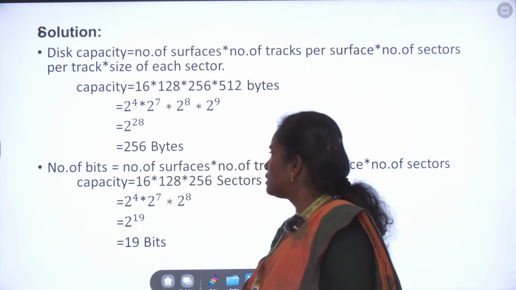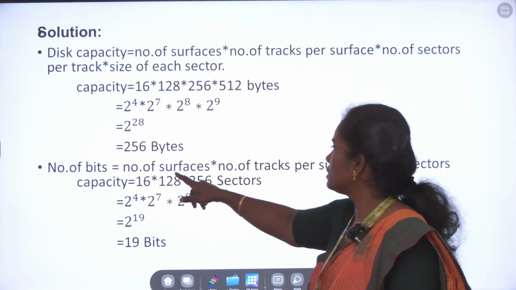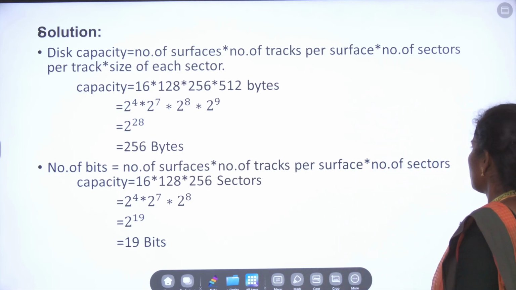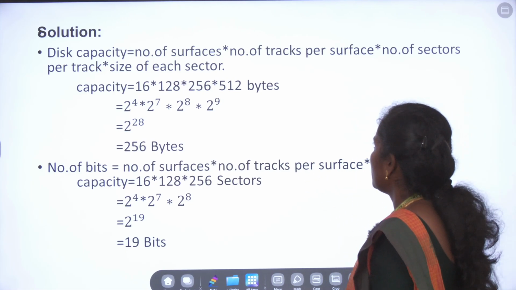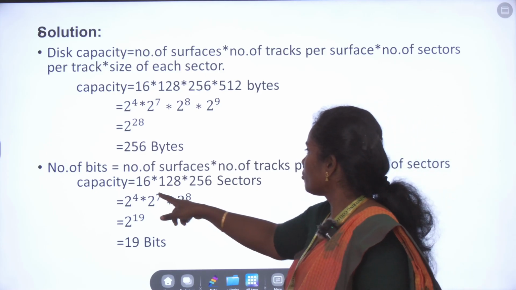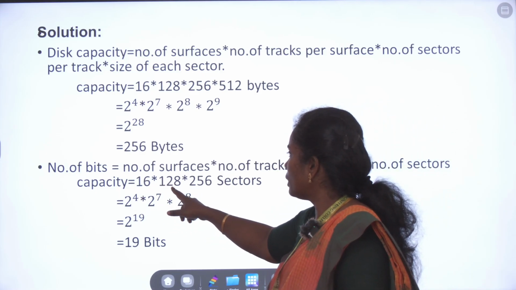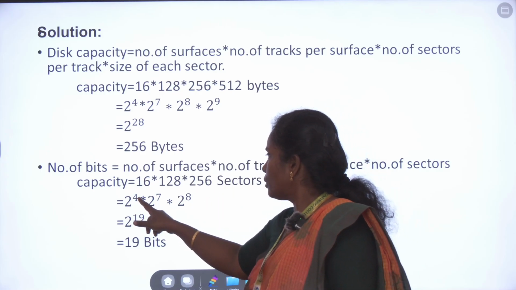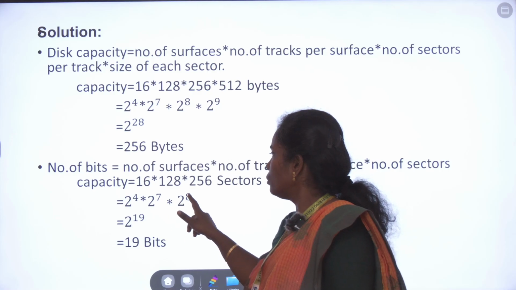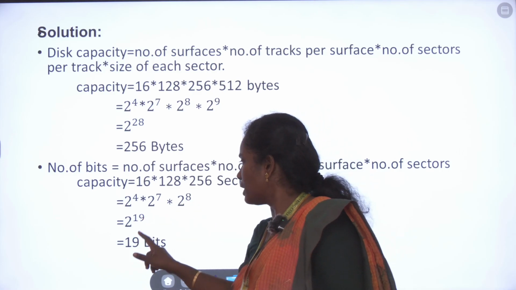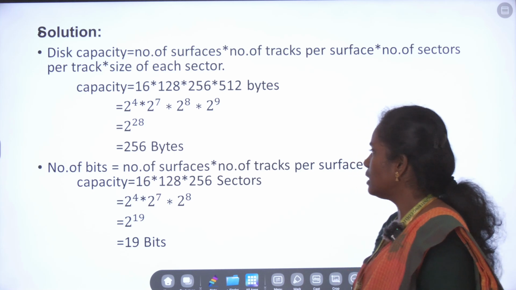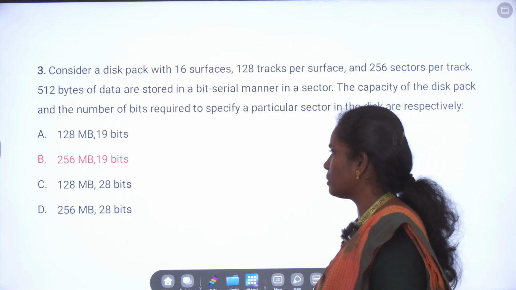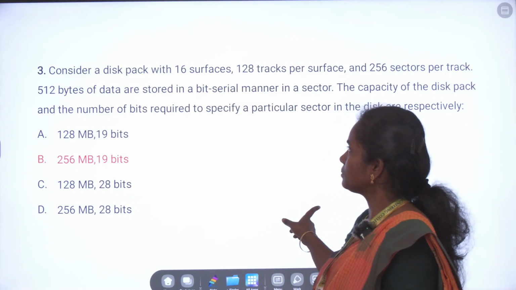For the number of bits, we use a similar formula: number of surfaces into number of tracks per surface into number of sectors. Instead of multiplying by the size of each sector, the count is 16 into 128 into 256 sectors. It is written as 2 to the power of 4 into 2 to the power of 7 into 2 to the power of 8, that is 2 to the power of 19. So the number of bits is 19 bits. The answer is 256 megabytes and 19 bits.